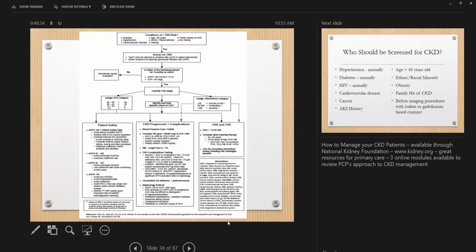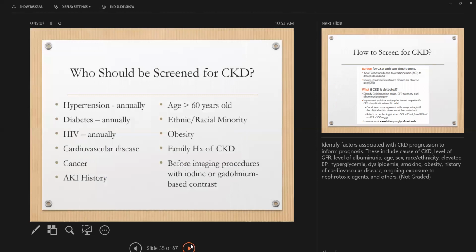So really, really great tool for you guys to help you understand in primary care, okay, what should I do and how should I do it? How should I monitor them and when should I refer? It gives you all of that in this one slide. So who should be screened? Well, you already have figured that out.